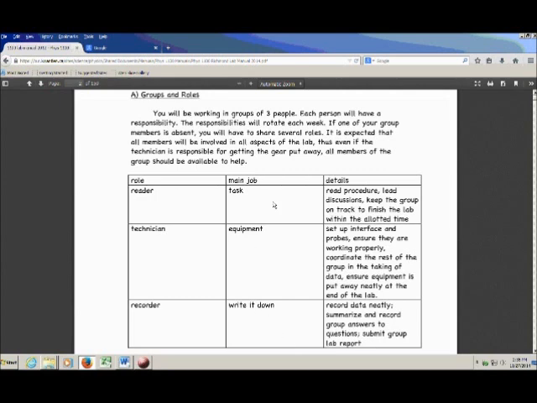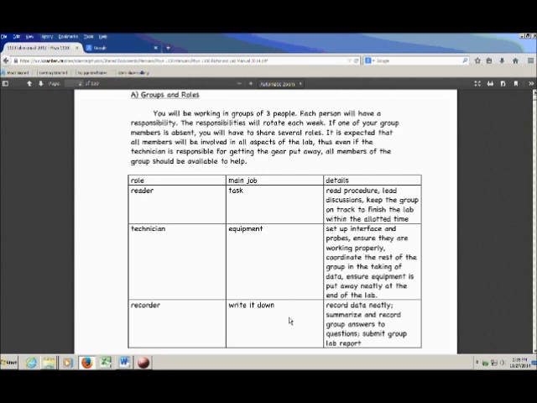And then every week you're going to cycle through these 3 roles. So if you were the recorder one week, you'll be either the reader or the technician the next week. Now, I do ask that all 3 people in the group hand in their books. So even if you're not the recorder, you're still handing in your book.